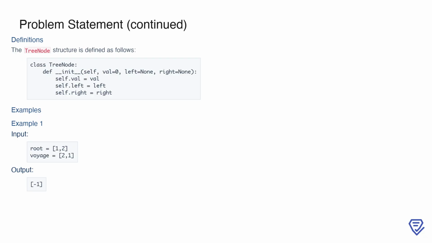Now, let's look at some examples to understand the problem better. In the first example, the tree has a root node with value 1 and a left child with value 2, while the voyage is 2, 1. Here, the root node's value does not match the first value in the voyage, making it impossible to achieve the desired traversal. As a result, the output is -1.